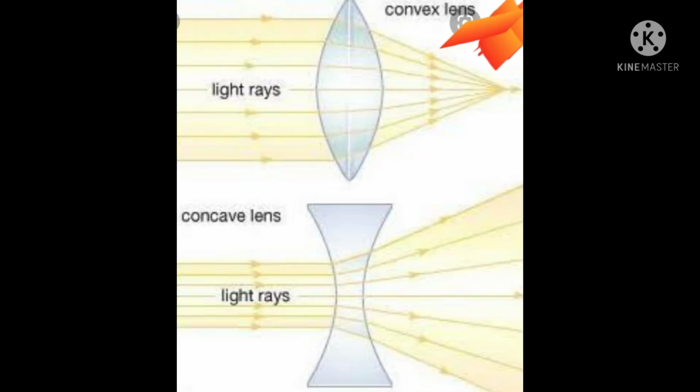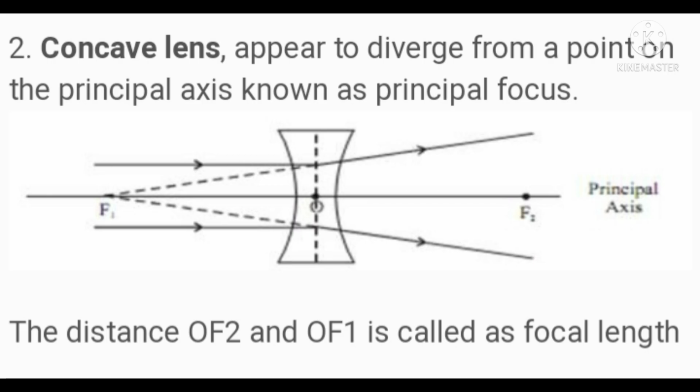Now likewise number 2, in a concave lens, what happens? The rays appear to diverge. We said a concave lens is a diverging lens. In this figure it will diverge; the rays of light pass but they don't converge at one place, they don't go to a single focus. It will diverge the rays of light. The rays appear to diverge from a point on the principal axis, known as the principal focus.